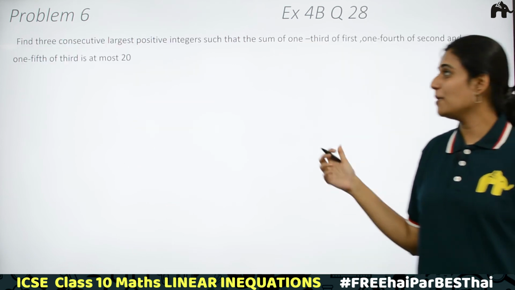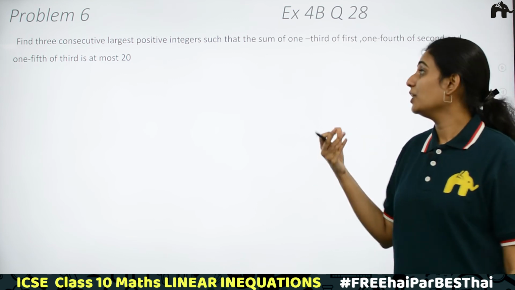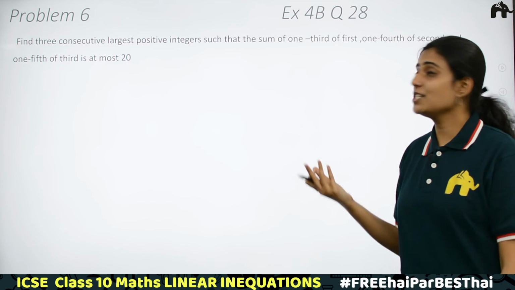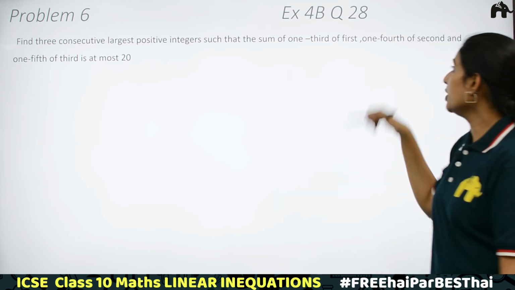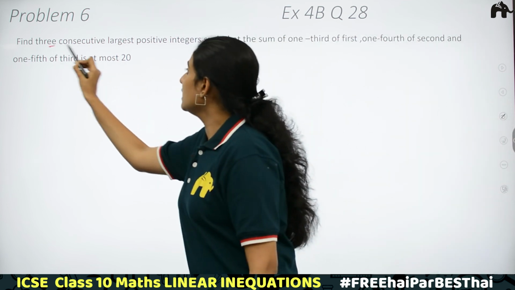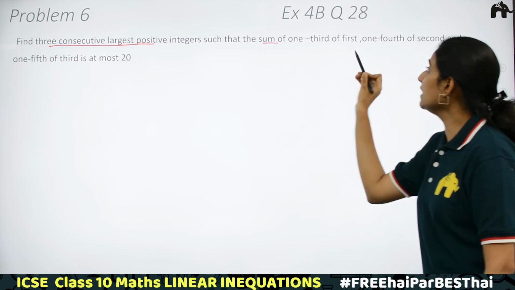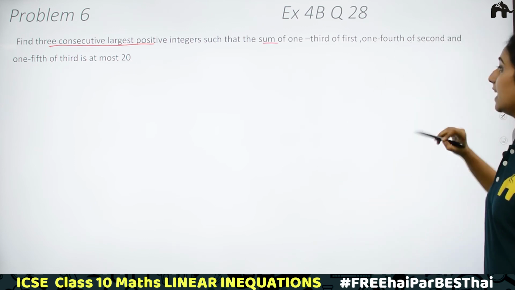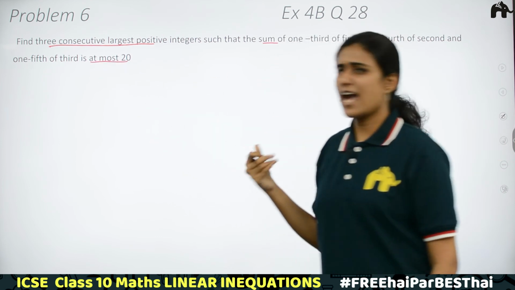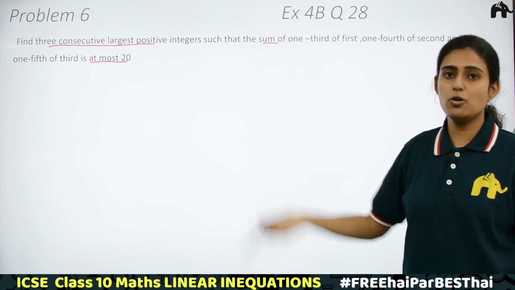Here is our last problem for today. This question is somewhat similar to the word problems we have studied during the linear equations in one variable and linear equations in two variables. Let's see. Question number 28 of exercise 4b. Find 3 consecutive largest positive integers such that sum of 1/3 of first, 1/4 of second and 1/5 of third is at most 20. What does at most mean? Maximum 20. It cannot go above 20.